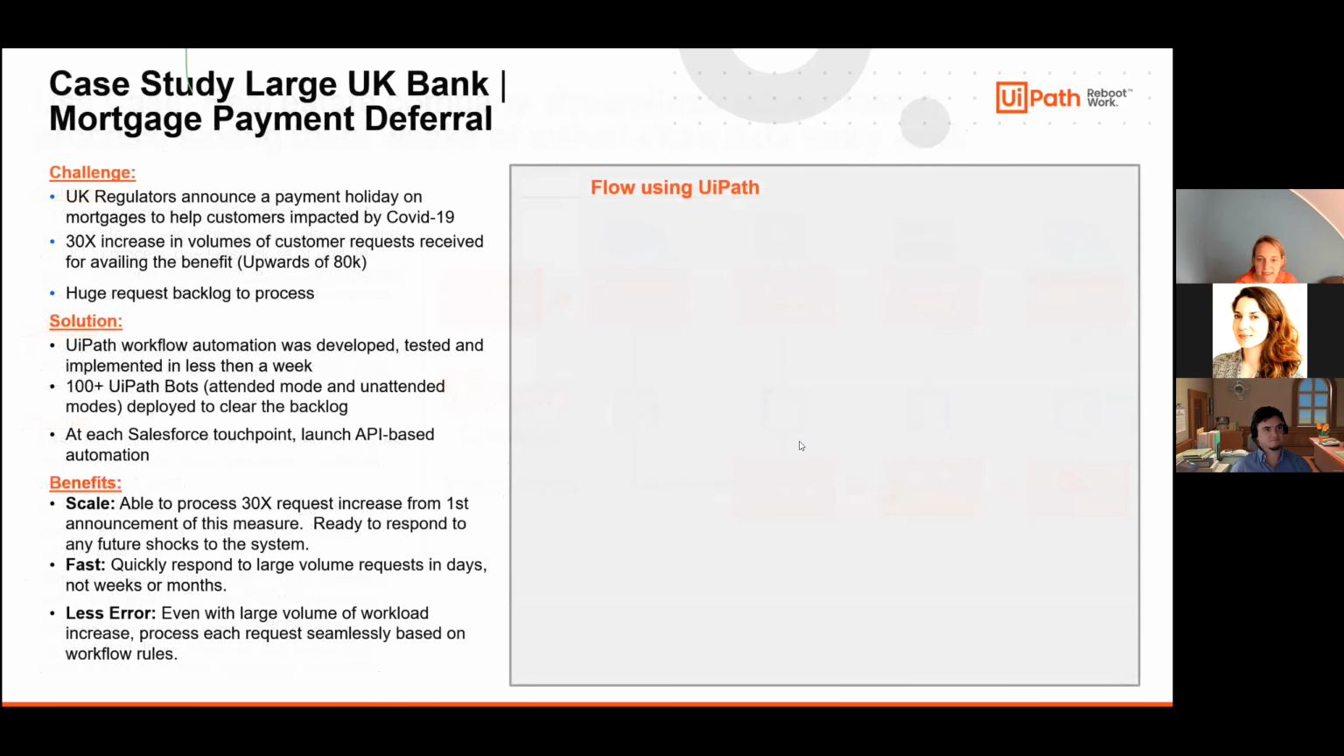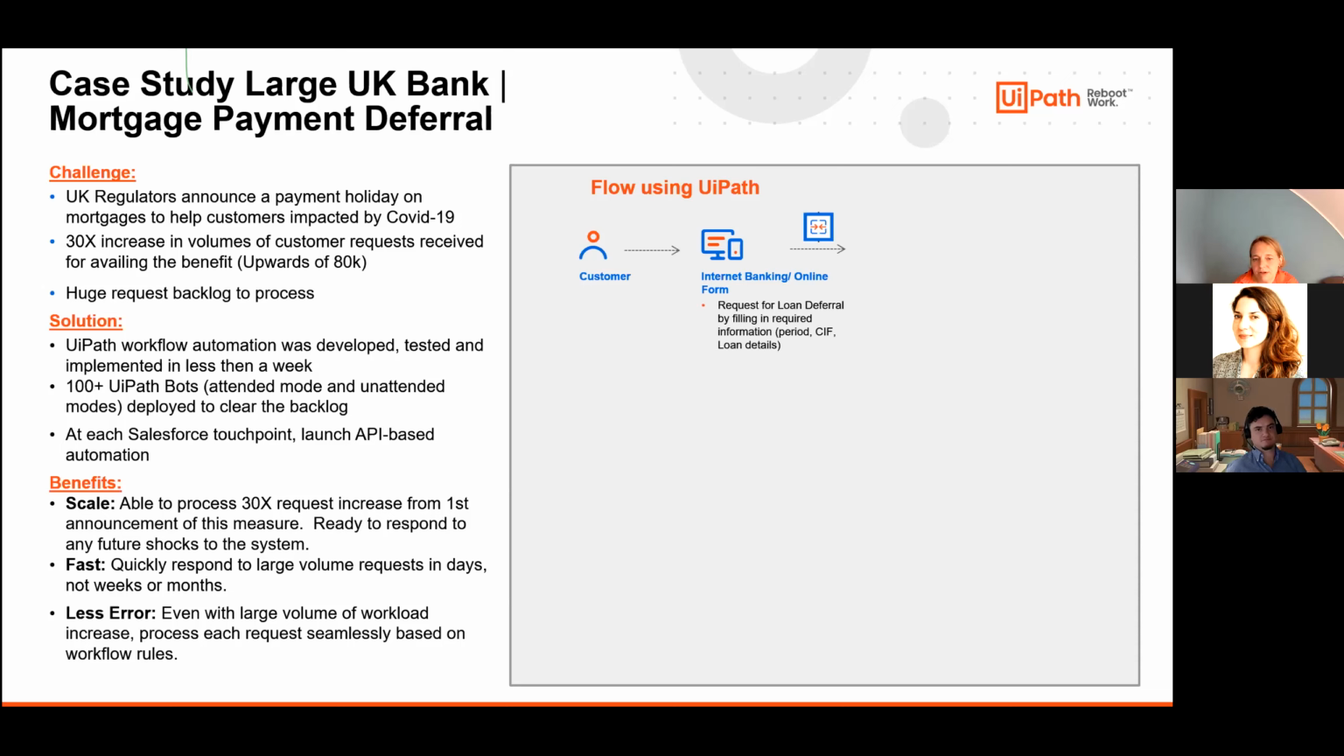And finally, the third use case that I brought with me is actually a COVID-related use case. So in the UK, regulators announced a payment holiday for mortgages to help people or businesses who were impacted by COVID-19. And because of that payment holiday, there was actually a 30 times increase in customer requests. So that's a pretty drastic amount that the bank had to cover. And so with using UiPath, they were able to handle this very professionally.